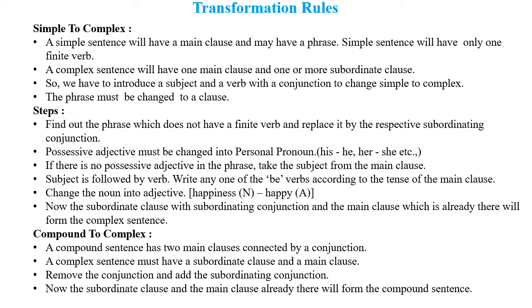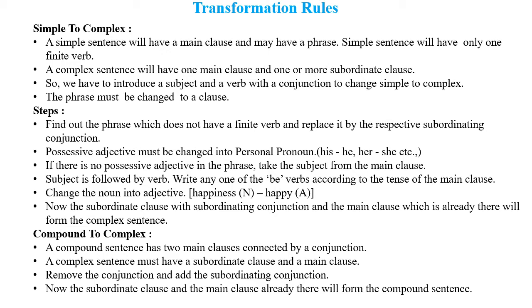So we have to take the subject from the main clause. Subject is followed by verb. Write any one of the be verbs according to the tense of the main clause. Here also, the verb in the main clause will show us the tense. Then change the noun into adjective. Now the subordinate clause with subordinating conjunction and the main clause which is already there will form the complex sentence.